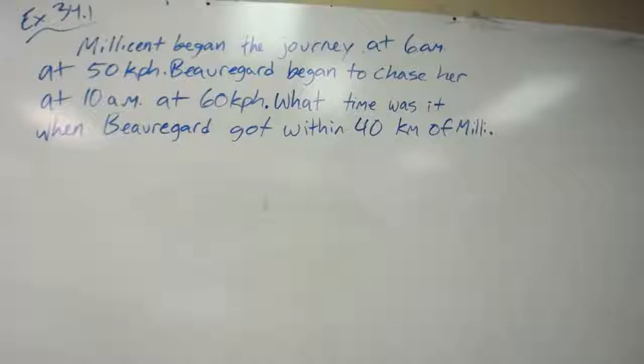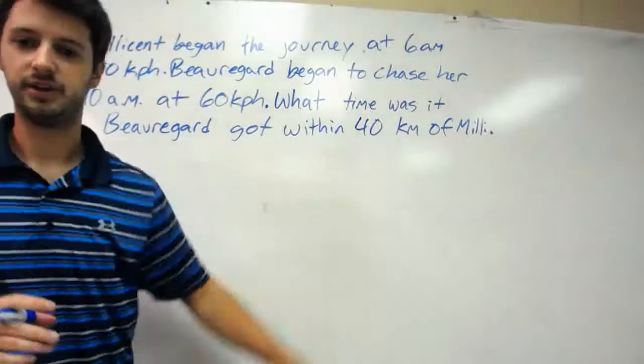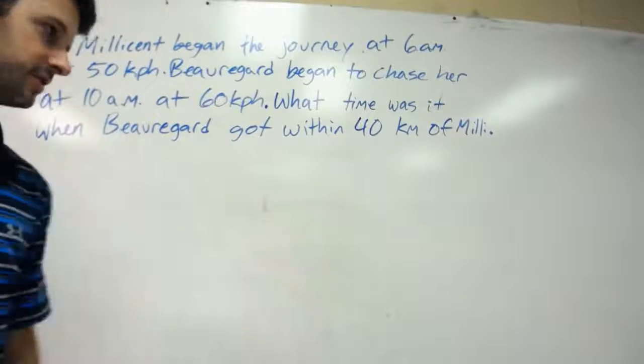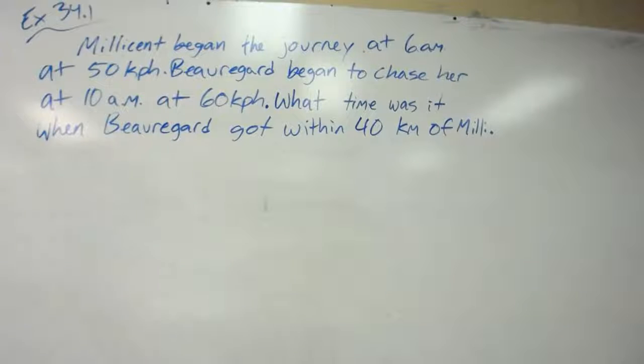Let's read it first. Millicent began the journey at 6 a.m. at 50 kilometers per hour. Beauregard began to chase her at 10 a.m. at 60 kilometers per hour. Sounds like a creepy story that should be on Fox News. What time was it when Beauregard got within 40 kilometers of, I abbreviated her name, Millie. We're on a first name basis. She didn't want to be called Millicent.